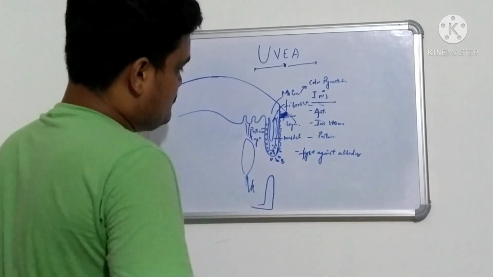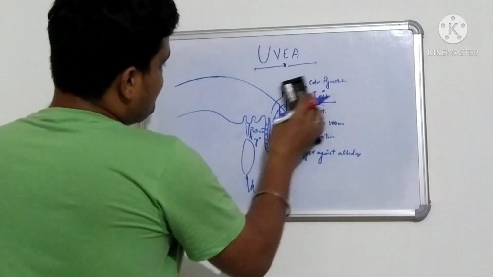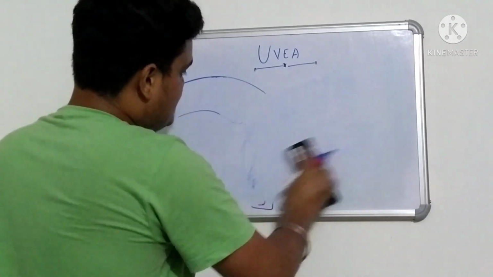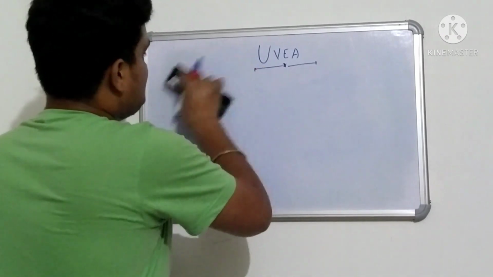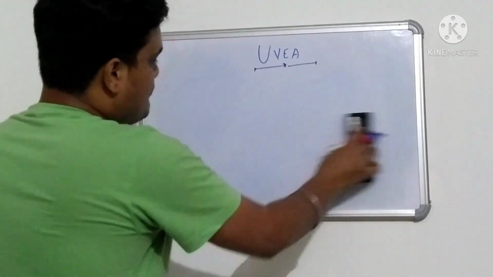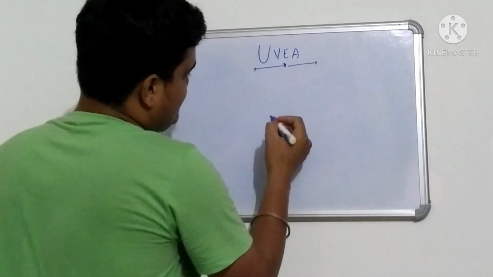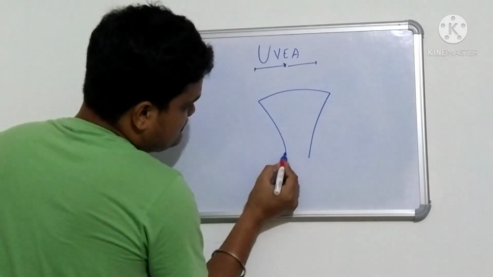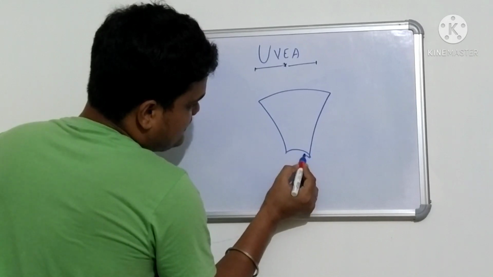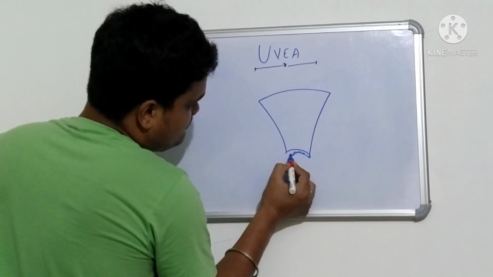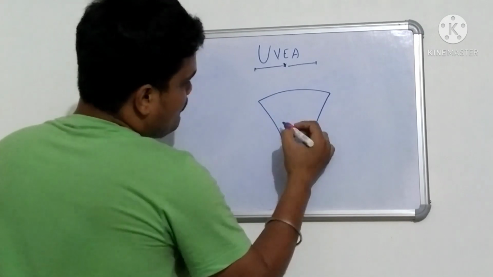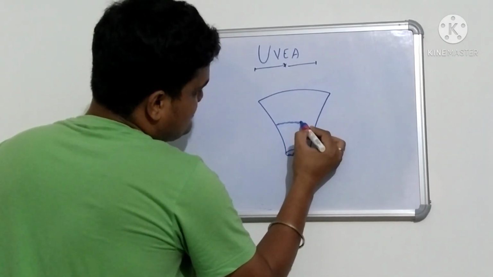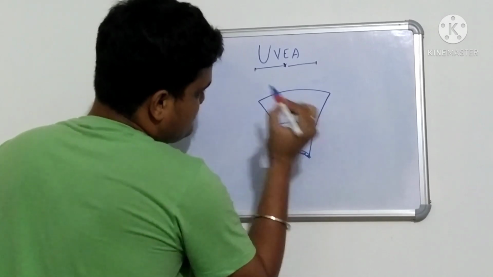So this is the major function. Now if we see the microscopic structure, here we have seen the lateral view of the iris. When we see the microscopic structure of the iris, the iris consists of two zones. So I am making a diagram of the microscopic structure of the iris, which is segmented into two zones.